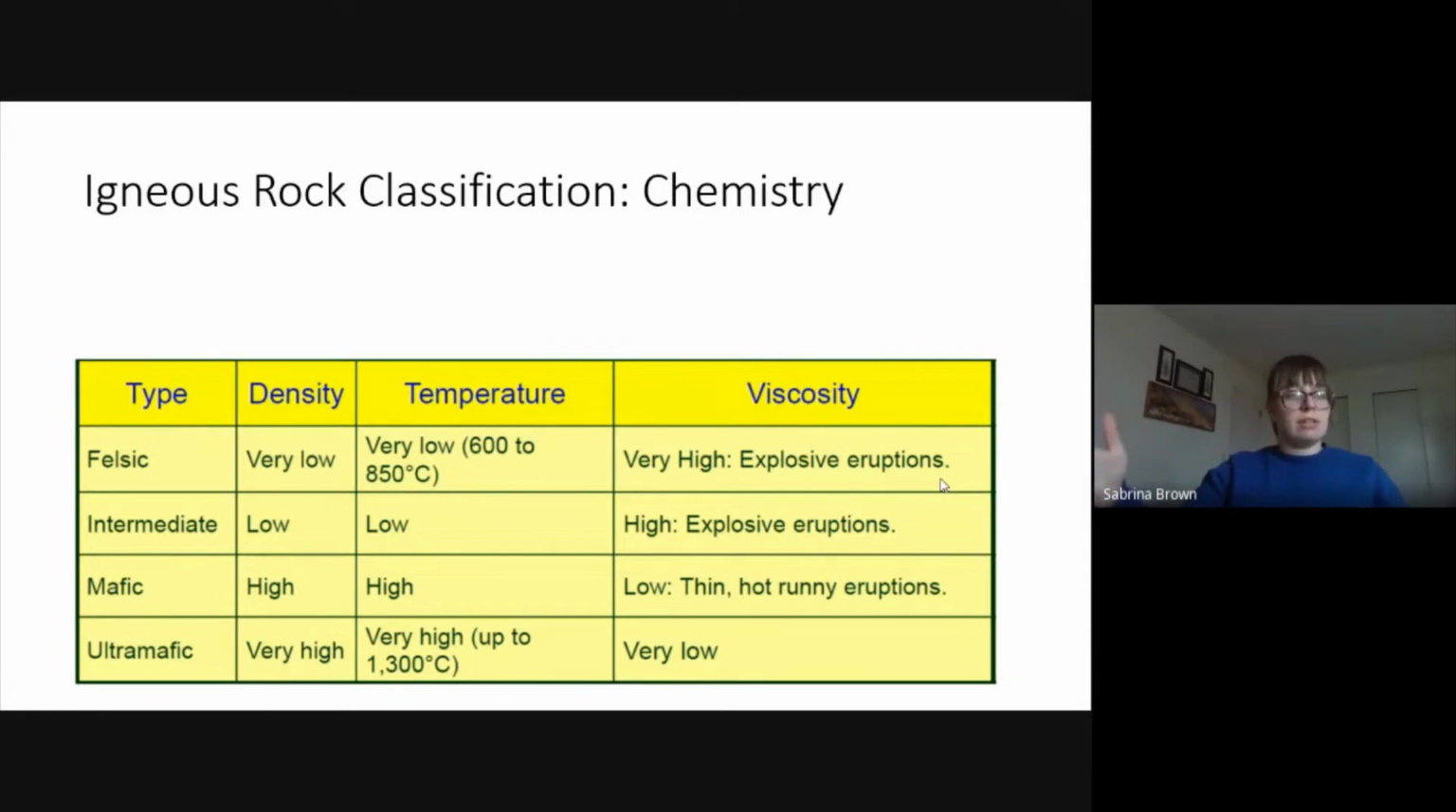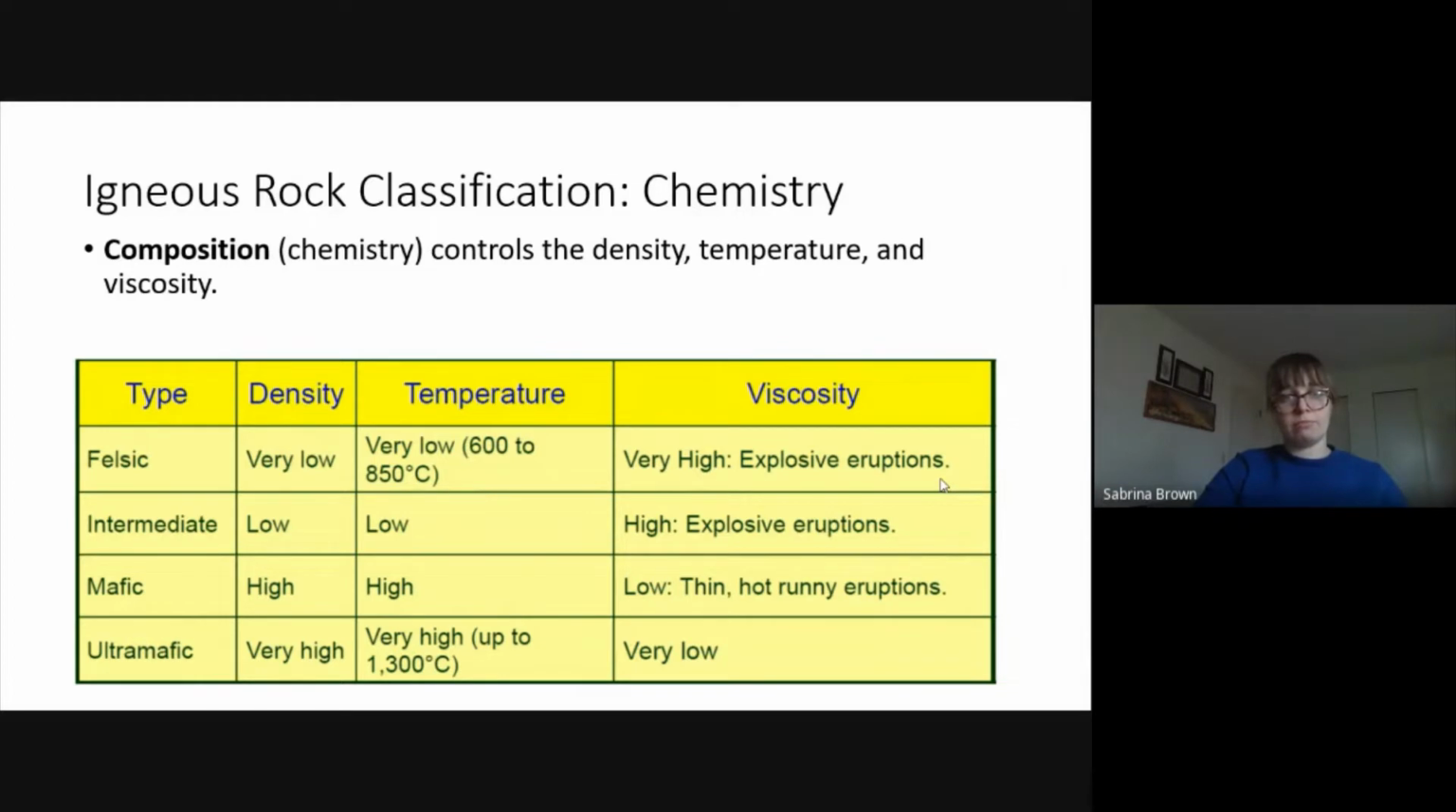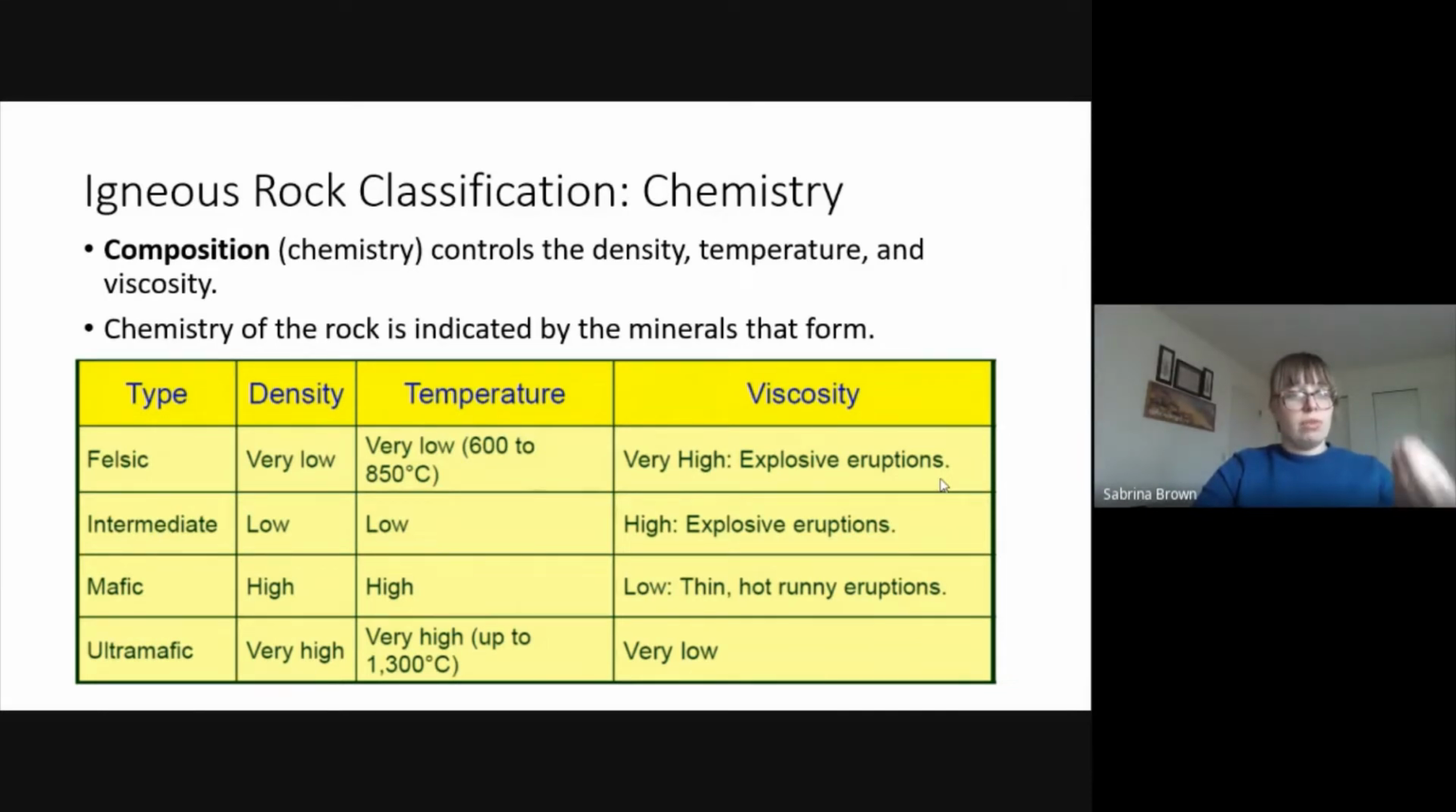And so later in this lecture, we'll have definitions for felsic and mafic, but as we're classifying igneous rocks, we can classify them based on their chemistry, their temperature, their viscosity, and all those things help us identify or classify igneous rocks. So that composition or the chemistry, which is listed in this table as type, has a control on the density, the temperature, and the viscosity of that molten material. And so that type is related directly to the chemistry.